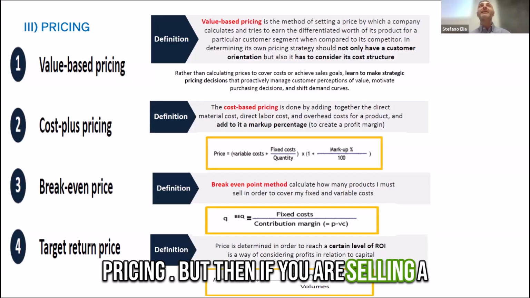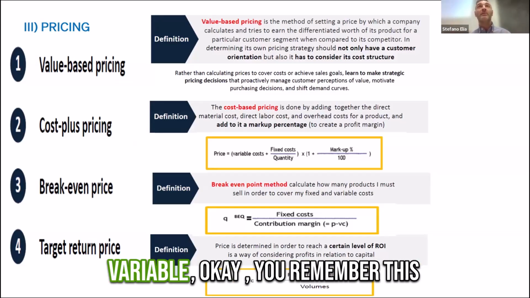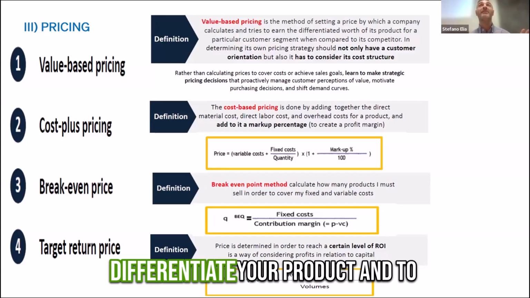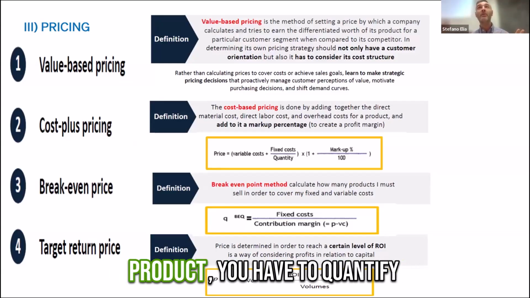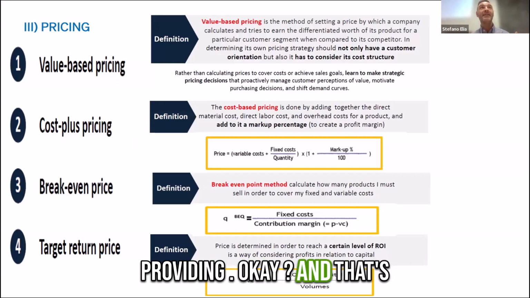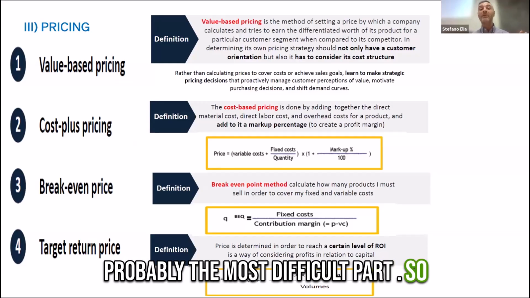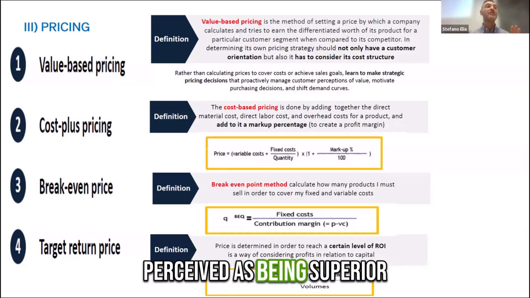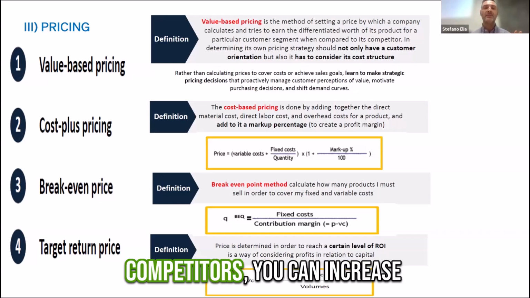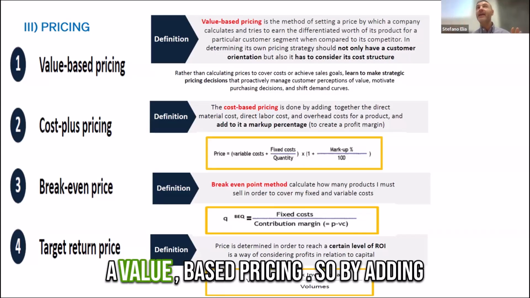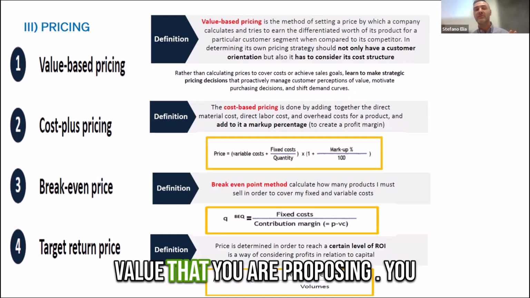But then if you are selling a product which is perceived as being valuable, you remember this morning with the students, we were discussing how to differentiate your product and to increase the perception of your product, you have to quantify this value added that you are providing. And that's probably the most difficult part. So if you are able to differentiate the product, to make the product perceived as being superior compared to that of other competitors, you can increase the price further by adding a value-based pricing. So by adding something more that reflects the value that you are proposing.